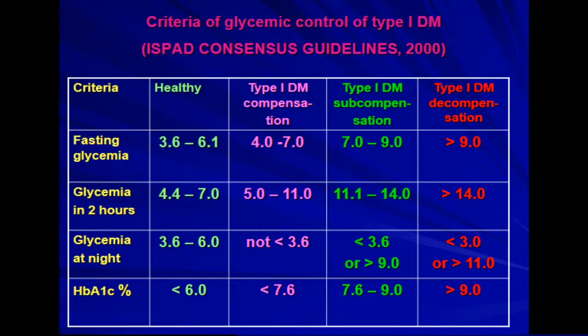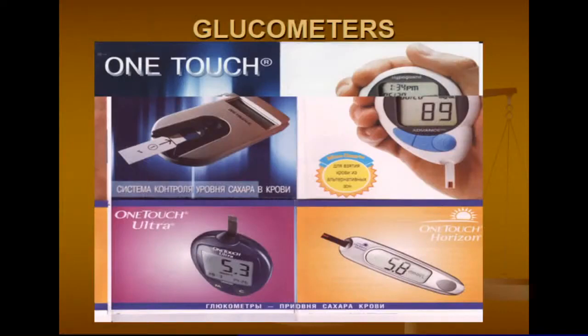And the last one, decompensation of diabetes mellitus. Fasting level more than 9. Glycemia 2 hours after meal more than 14. Glycemia at night less than 3 or more than 11. And glycosylated hemoglobin more than 9. Glycosylated hemoglobin, this test is an indicator of blood sugar control during 2 to 3 months. It's glucometers.